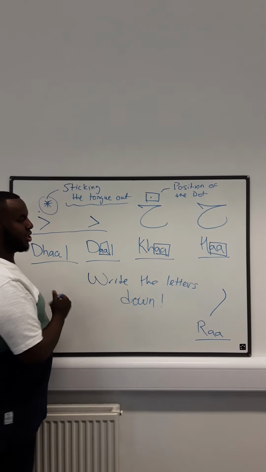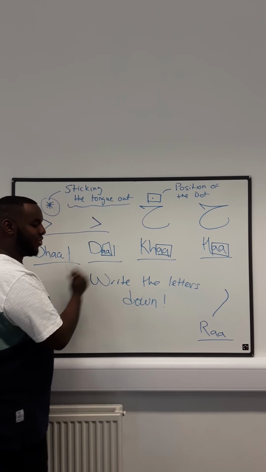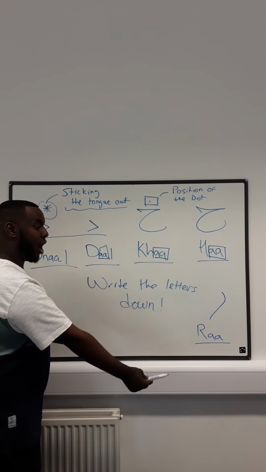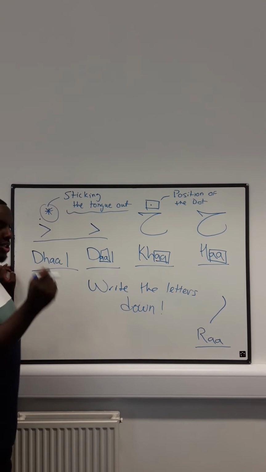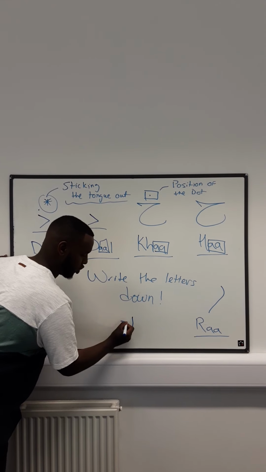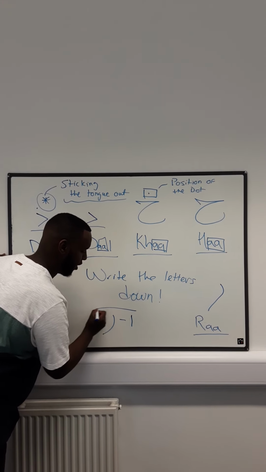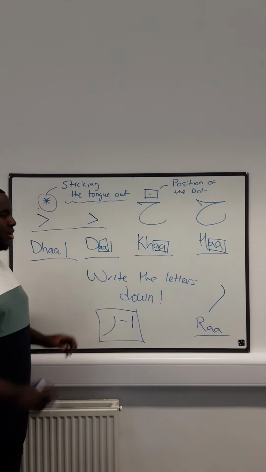So go through those letters. Ha, Kha, Dal, Dhal, and Ra. Your homework from this point onwards is to understand the letters Alif to Ra. Alif to Ra.